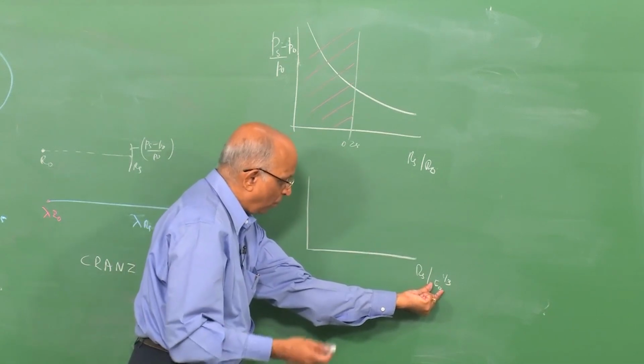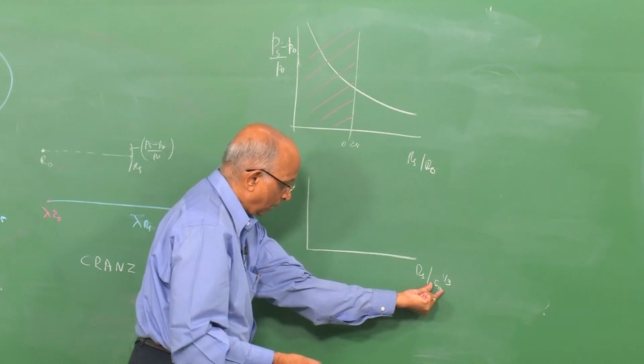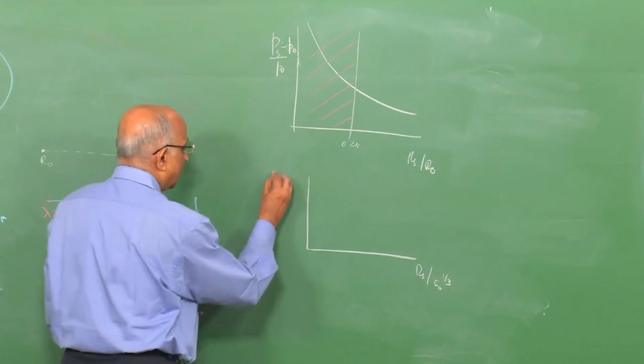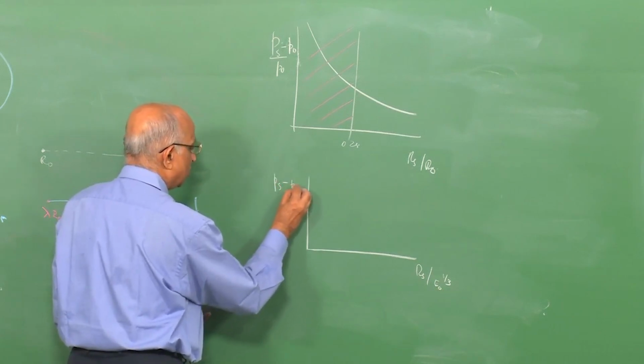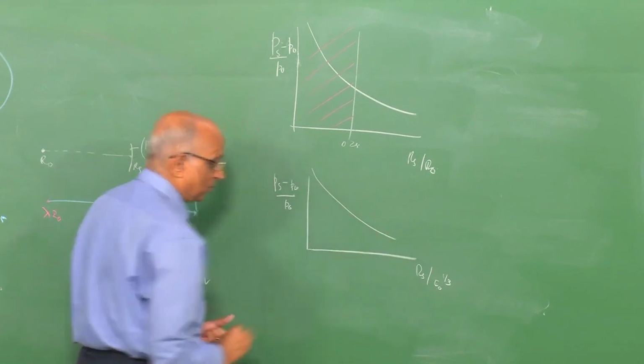P0 for most blasts in air is around 1 atmosphere pressure, that is 10 to the power 5 Pascal, and therefore, they express it in this form and they get the value of Ps minus P0 by P0, and therefore, they give a curve like this.